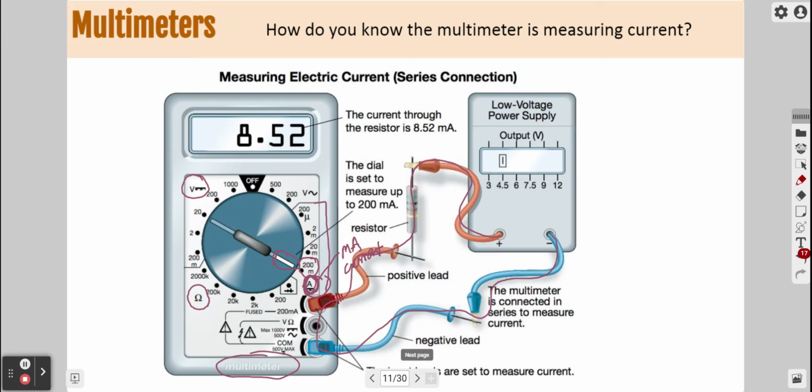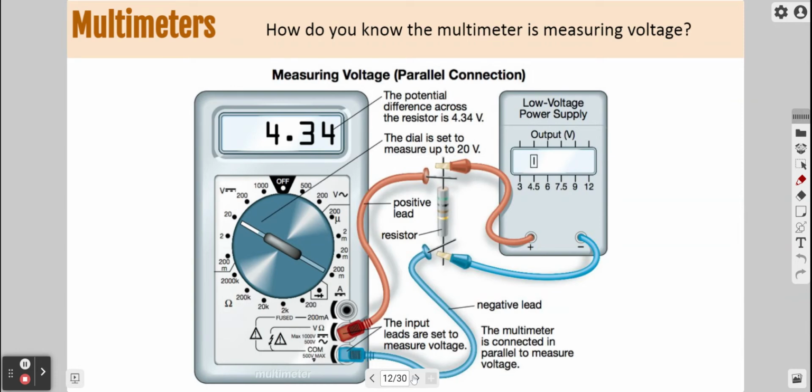Okay. Now this is different than here, where we're measuring and we're looking at volts. So right now we're measuring volts. This is 4.34 volts on our voltmeter. The difference is here's our power supply or battery, whatever you want to call it. In this case, it's a power supply.